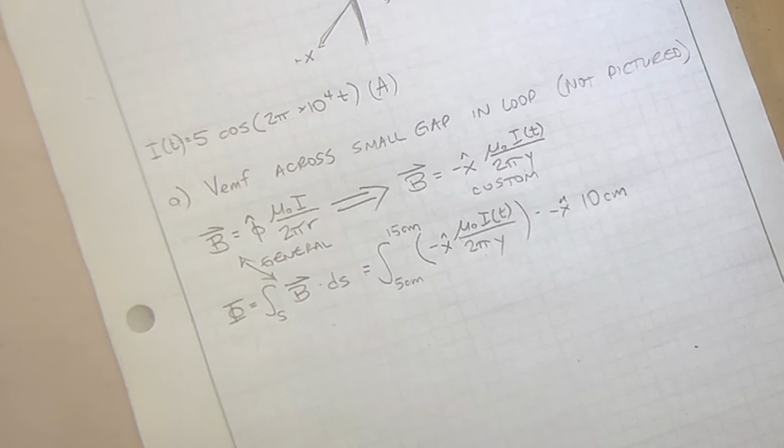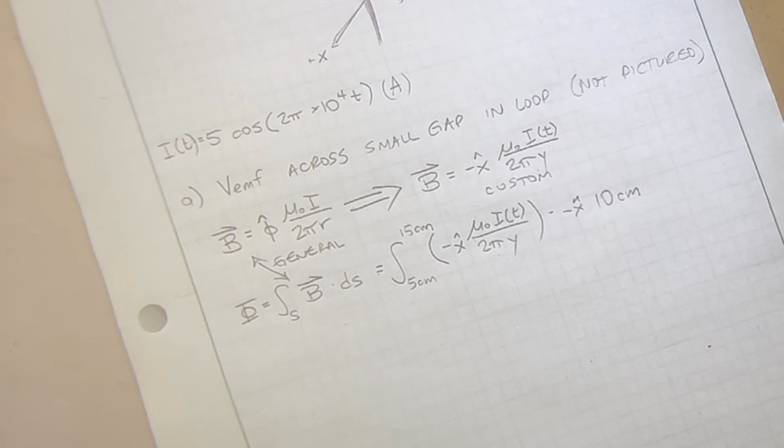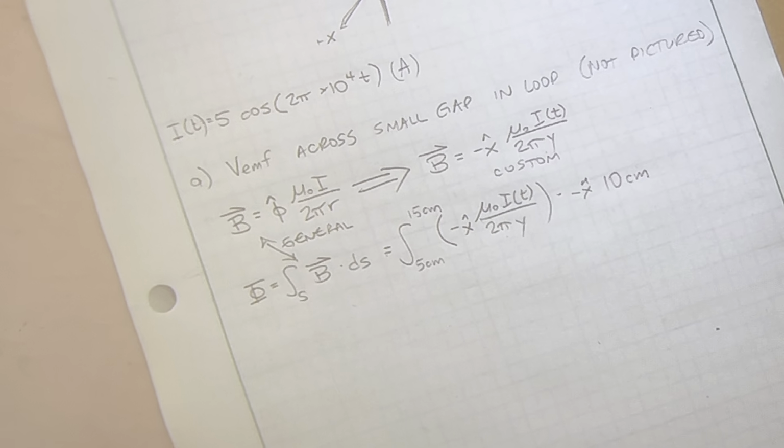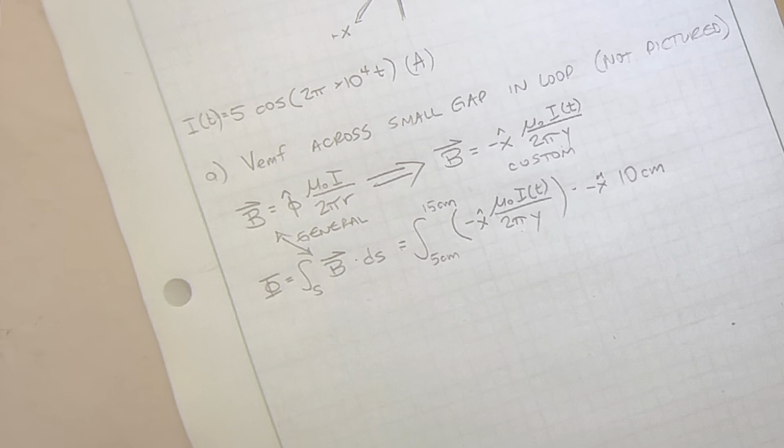What was the ds? Could you explain one more time? The area of this guy. They're doing it the integral way. You could have done it the other way too.